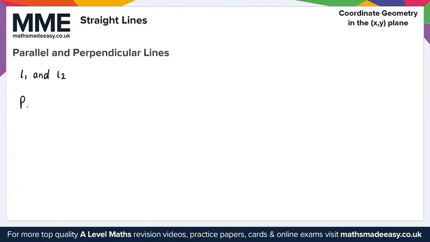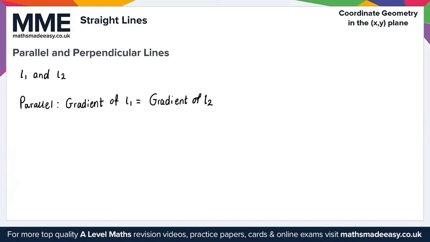So for these to be parallel, that means the gradient of L1 is equal to the gradient of L2. So gradient of L1 is equal to the gradient of L2. Okay, so that's our definition there for parallel lines.